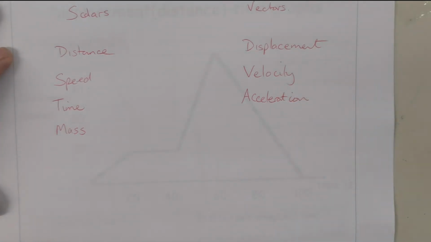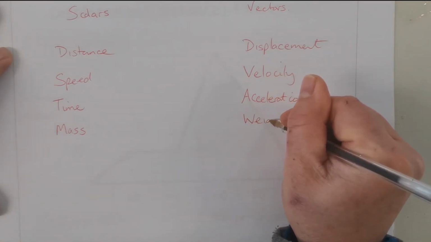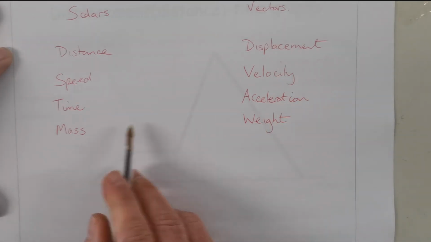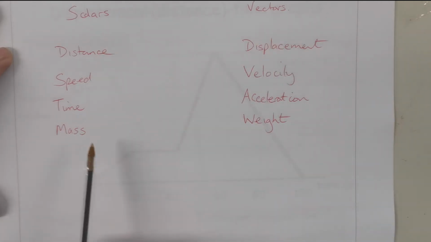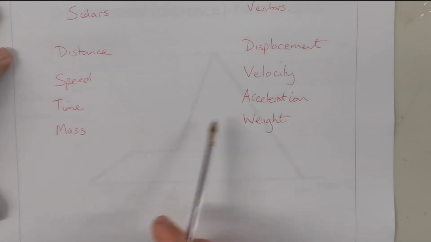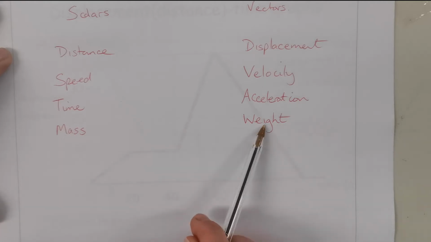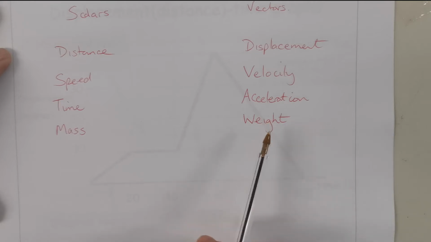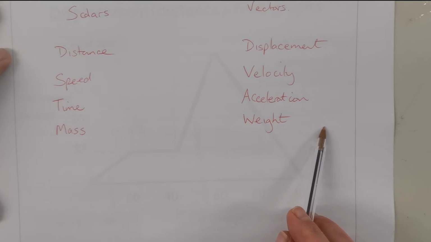All forces are vectors, so that makes weight a vector. Now, weight, I wouldn't exactly say they pair up in the same way that speed and velocity and distance and displacement pair, but they are very closely connected. Mass is how much stuff you are made up of. Weight is the effect that gravity has on the mass. And weight clearly has a direction. Weight is always a direction towards the center of the mass of the object.